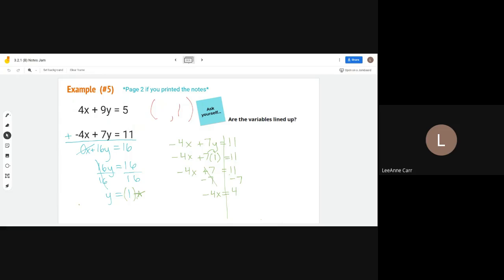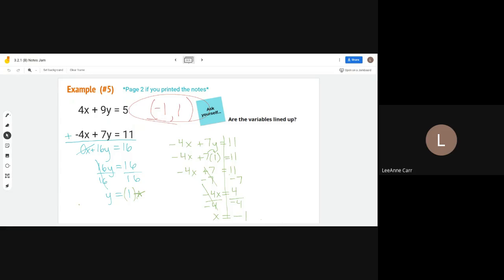However, we don't just want the couple all alone. We want the x alone. So I'm going to then divide by negative 4 on both sides to give me my final answer of x equals negative 1. So we now have a y, we have an x. We can take that x value and write it in my ordered pair solution. And voila, we have our solution to our system of equations. Yay!